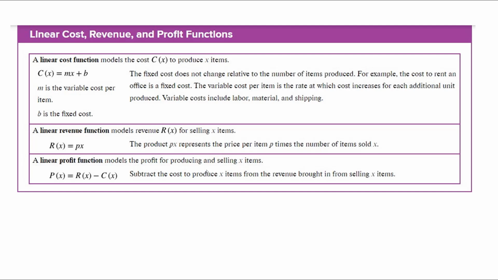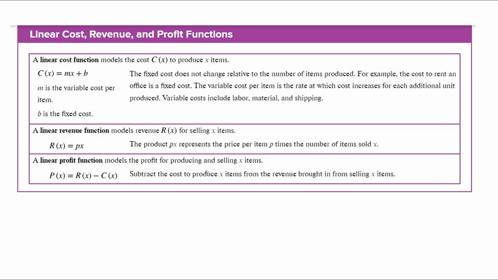C of X is equal to mx plus b, where m is the variable cost per item and b is some fixed cost. So the fixed cost is something that doesn't change no matter how many items you produce. So if you have to rent a building, it doesn't matter how many items you produce that month, you're going to have to pay the same amount no matter what. Okay, so that's your fixed cost, b.